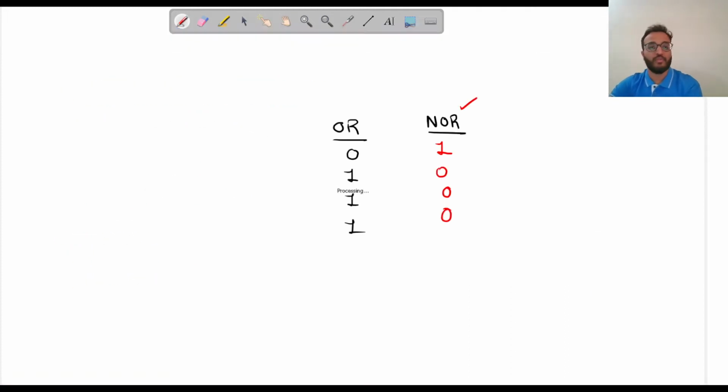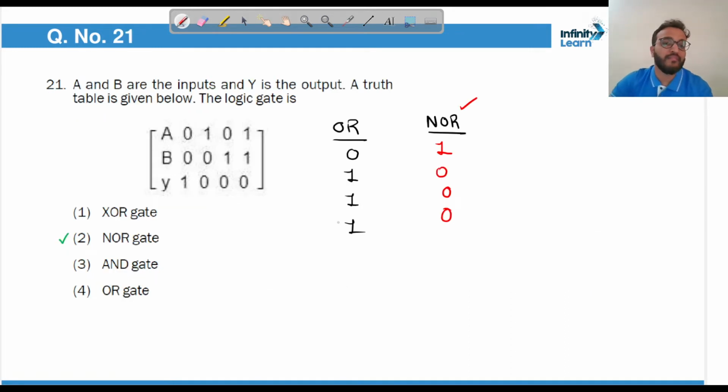Okay. So both are true. Question number 21. See, A is given 0, B is given 0, and Y is given 1. Okay. So how do we do it is, first of all, let's write down OR and AND gate both.